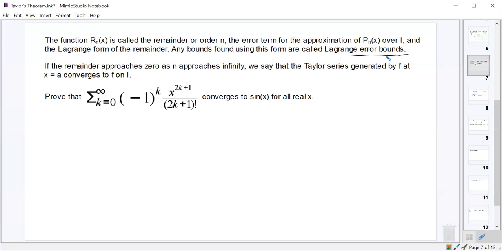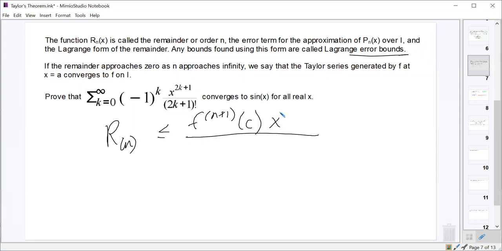Yes. Okay. So our remainder should be less than or equal to what term then? It should be the n plus first derivative at some value c, right? True? Times x to the n plus 1 over n plus 1 factorial. True? That's what it should be. Y'all would agree with that? That's our next term. That's what we just said.